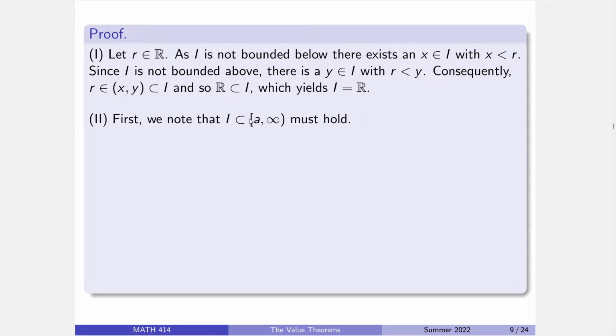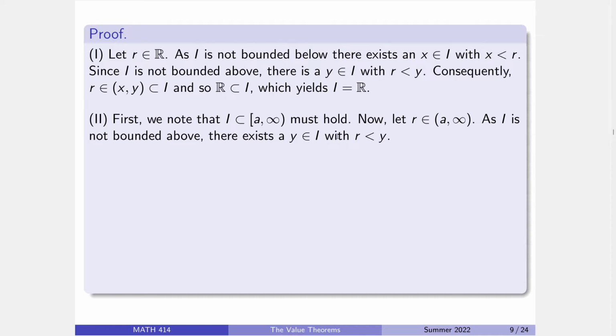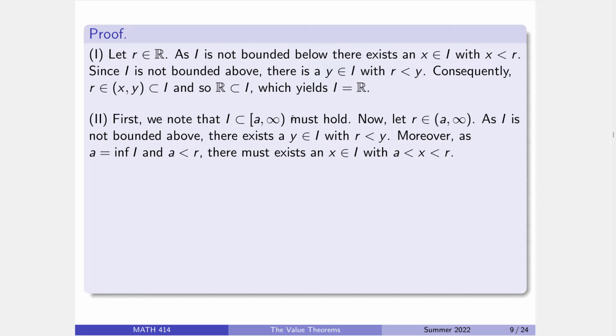Alright, similarly, for point 2, we have that I is bounded below, and a is the infimum. Now, take an element r that lives in this set. I is not bounded above, so there's something bigger than it. Moreover, a is the infimum and r is bigger than it, which means that r cannot be a lower bound, so I can find something in my set that lives between the two. And there we go, same argument from before. I have that r is in this set, and this set is contained in I by hypothesis. So this means that the open ray is contained in I.